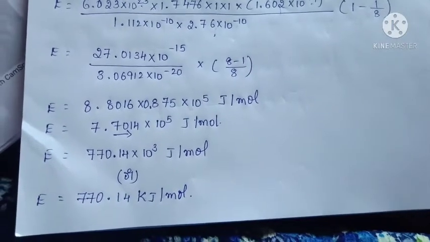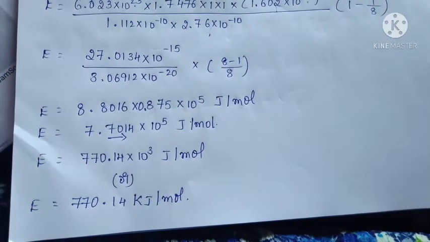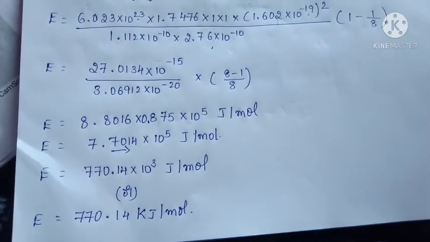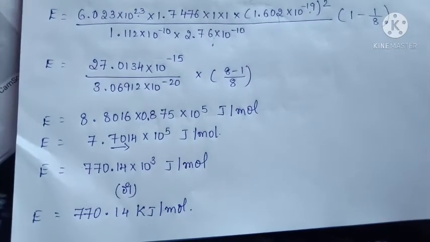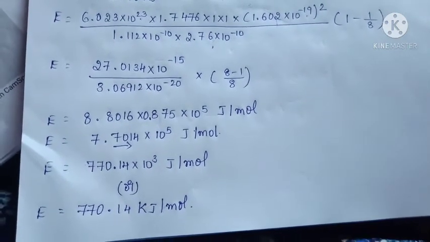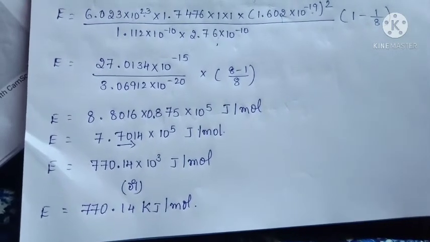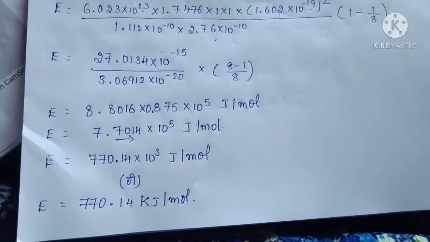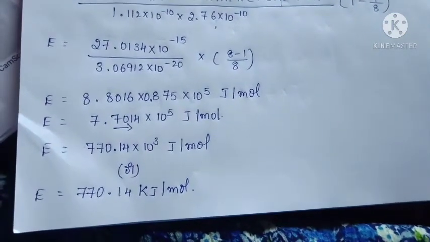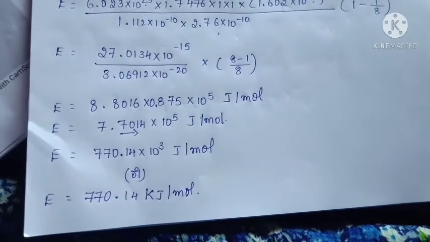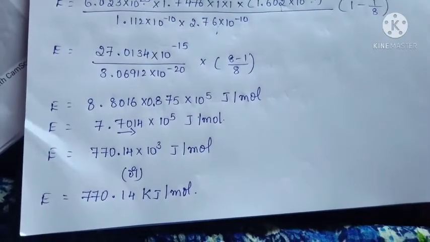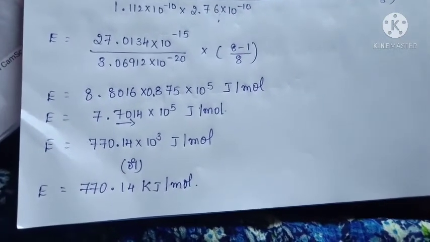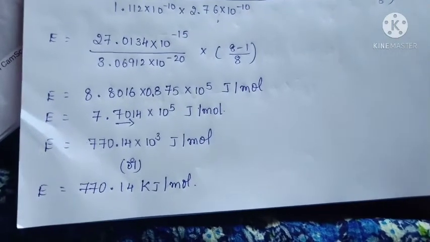It gives 0.875, and the denominator power should be raised to the numerator. It gives a plus 20. 15 should be subtracted by 20. It gives 10 to the power of 5. I already told that the SI unit of E is joule per mole. Please don't miss writing the SI unit. Okay, then E is equal to 7.7014 into 10 to the power of 5 joule per mole. You can stop at this stage.